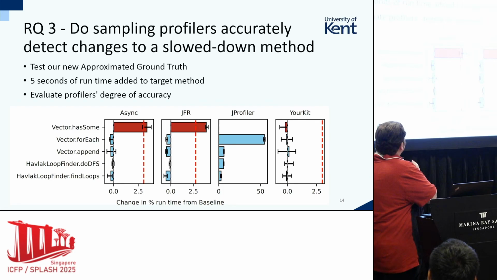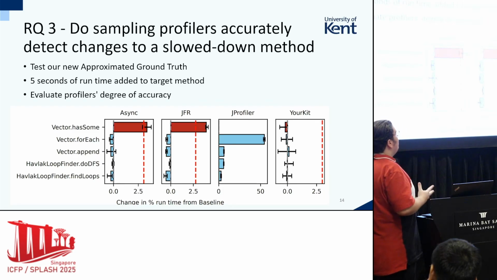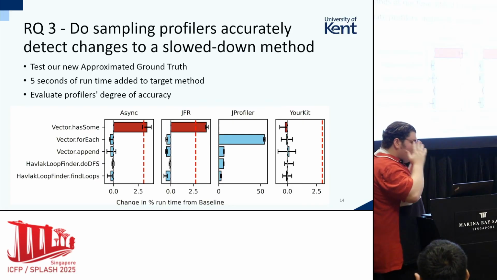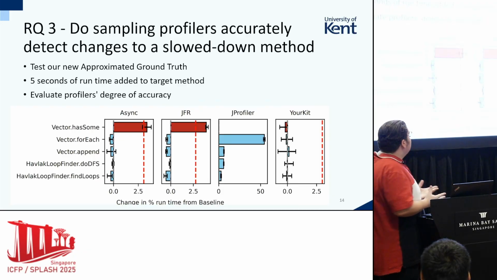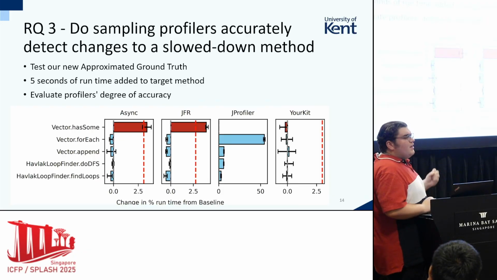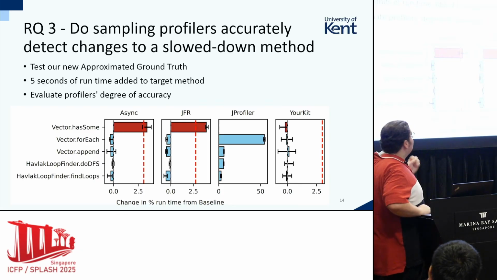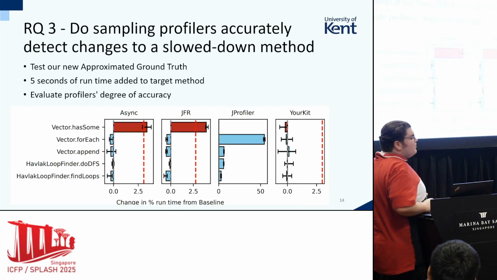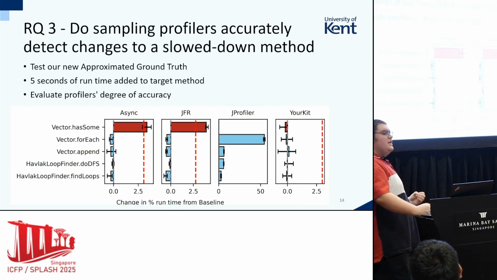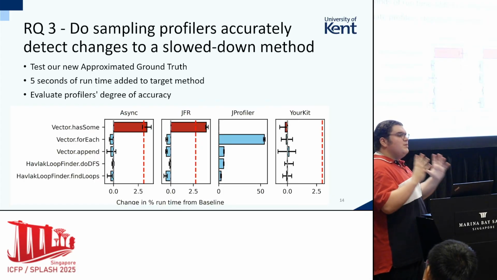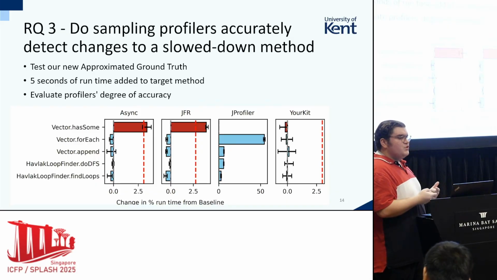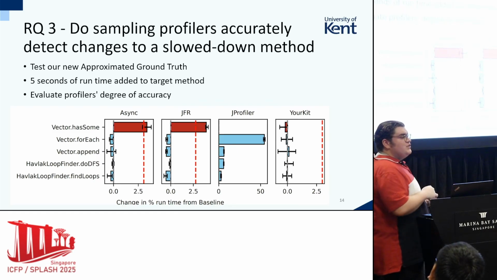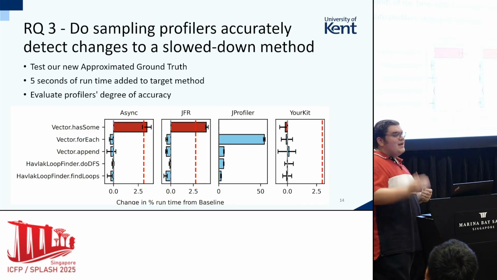Do sampling profilers accurately detect changes in slowdown methods? Knowing now that our approach is accurate and it has minimal side effects, we can now test whether or not profilers accurately detect an increase in runtime of the program. So we added 5 seconds of additional runtime to select target methods, specifically targeting individual basic blocks that solely belong to that method, and we added slowdown to those blocks, and on top of that, we added debugging information to our slowdown to guarantee that slowdown was correctly associated. And we tested whether or not profilers would now associate that additional runtime with the targeted method that has been slowed down.